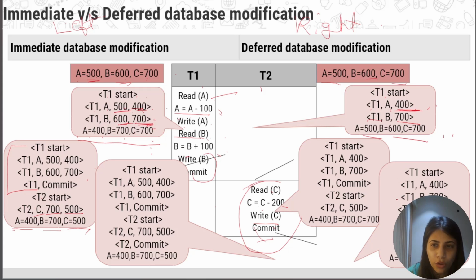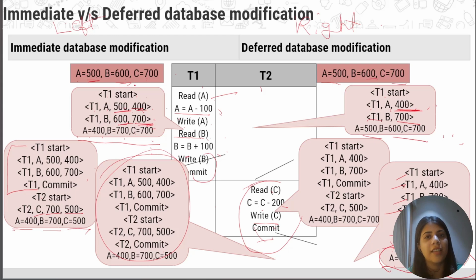Then if we combine both of them, T1 starts, again same operations over here, 400, 700, T1 gets commit, then T2 starts, T2 C 500, which is the final state, again T2 commit, and now when the final commit has happened, the database will get updated. A is 400, B is 700, C is 500, which is exactly the same in the immediate database modification and the deferred database modification. So final result दोनों का same ही होगा, बस immediate database modification में database will keep on getting updated instantly और deferred में final step के बाद में होगा.